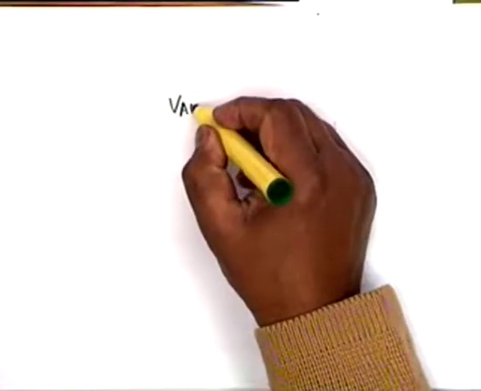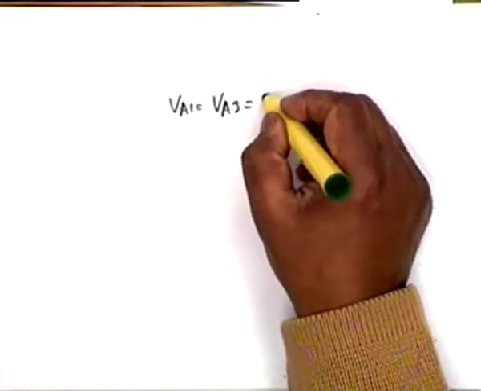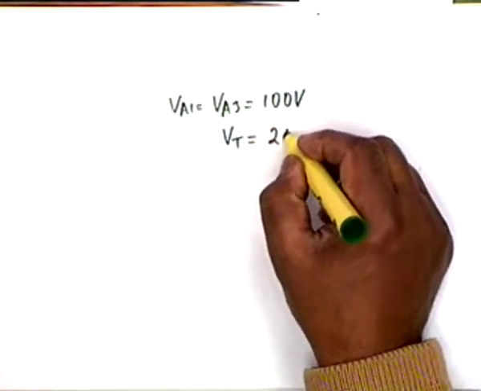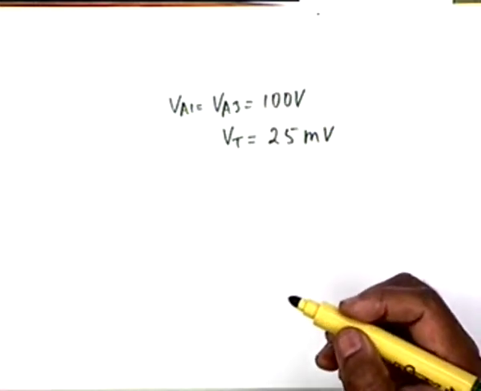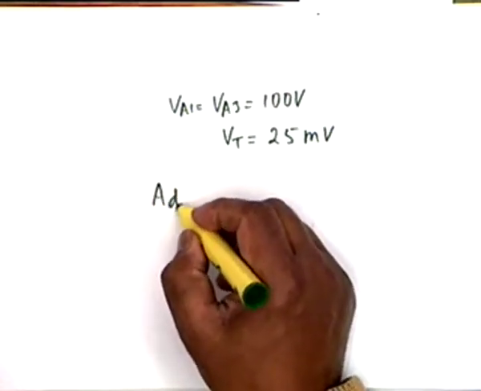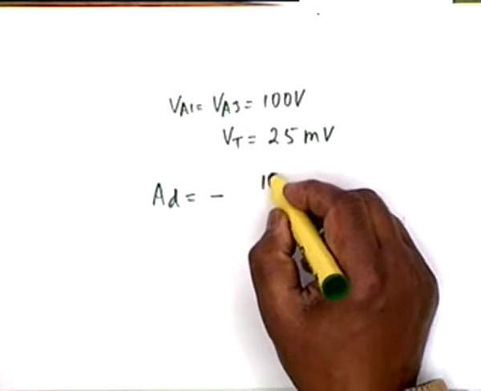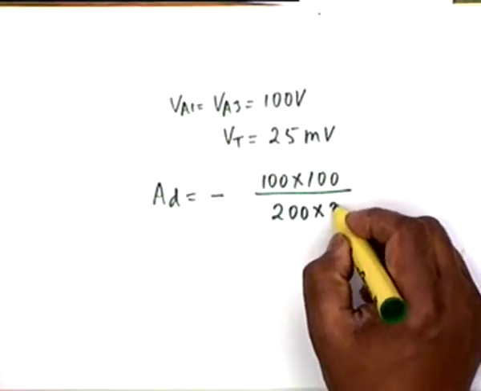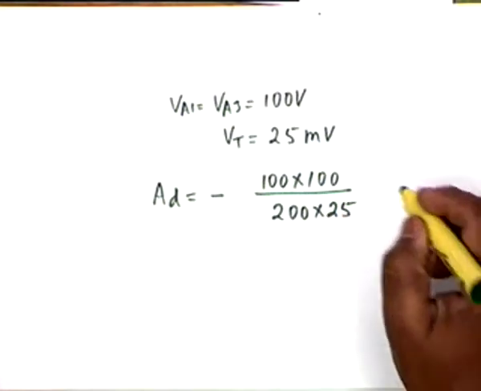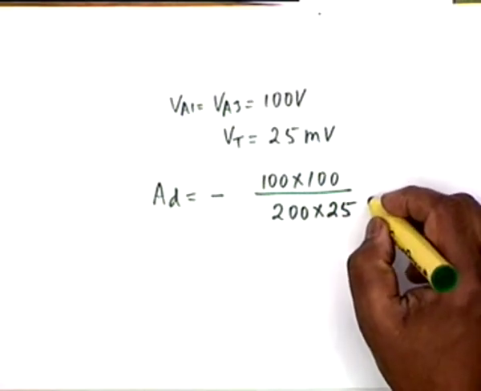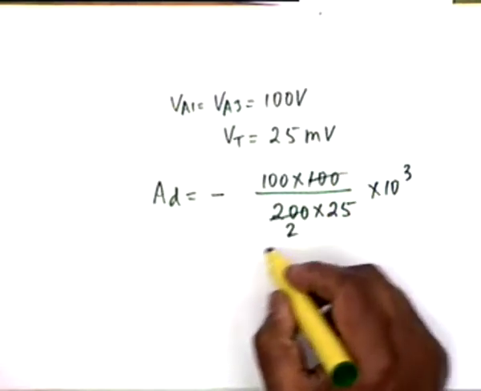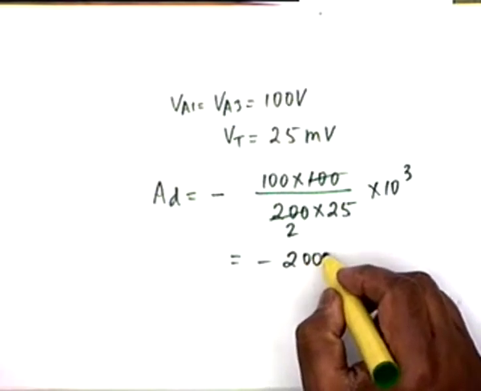Now, let's take a simple example. For the example that we have been using, VA1 equal to VA3, let's say 100 volt, and suppose VT equal to 25 millivolt. I want to calculate this in an easy manner. Then A sub D becomes minus 100 times 100 divided by 200 multiplied by 25 into 10 to the power minus 3, which means this is minus 2000.